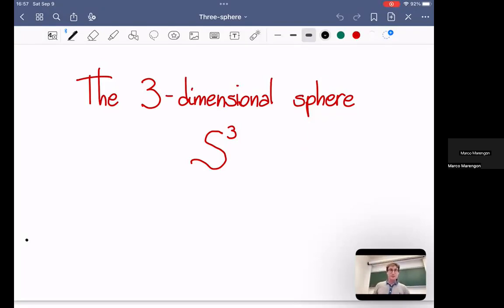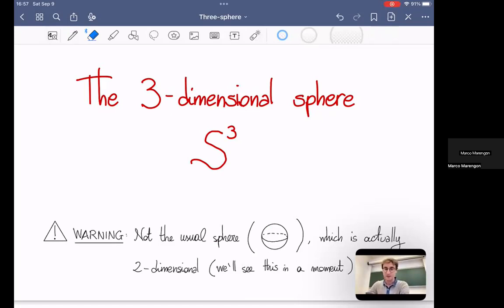What I wanted to tell you about is the three-dimensional sphere. In mathematics, we call it S3 usually. Everything has a name. And before I start, I want to caution you. I want to tell you that what you may think of as the sphere is not what we mean here. So the usual sphere, the one that I tried to draw here, is actually two-dimensional. We will go over this in a second. So this is not the sphere that we're talking about. All right, so let's get started.